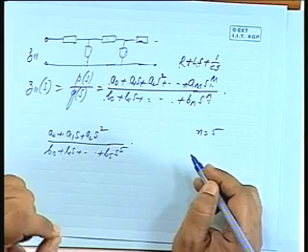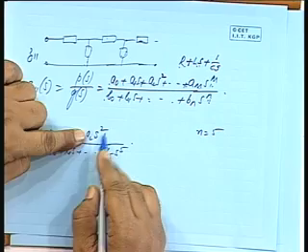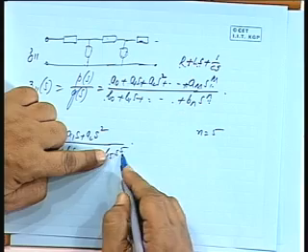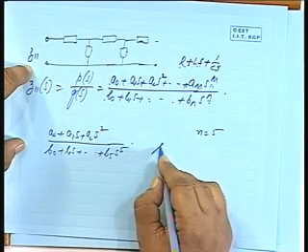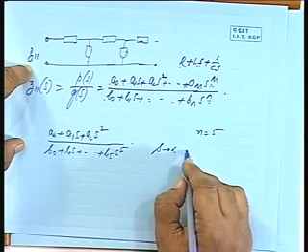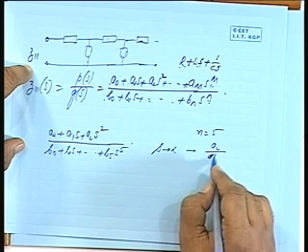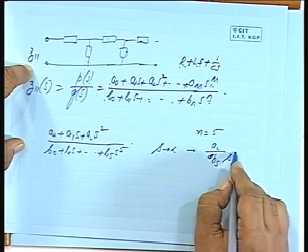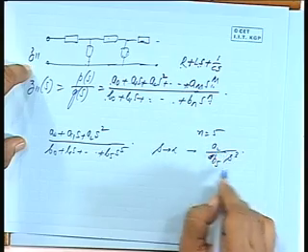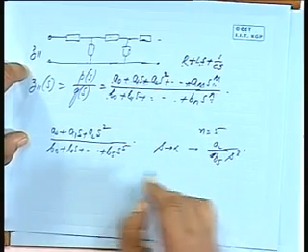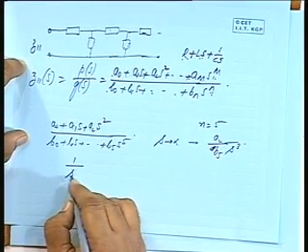Let us make s tending to infinity. S tending to infinity means this will be negligible, it will tend to a2 s squared and this will tend to b5 s to the power 5. So, when s tends to infinity, this tends to a2 by b5 into 1 by s to the power 3. Now, can you have an impedance which is represented by 1 by s to the power 3?